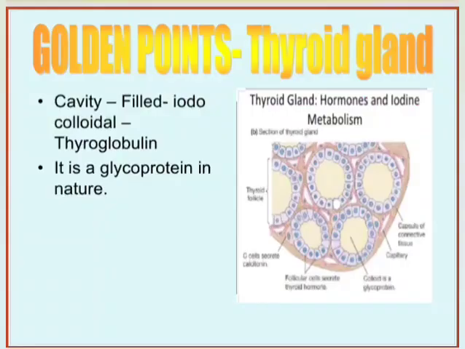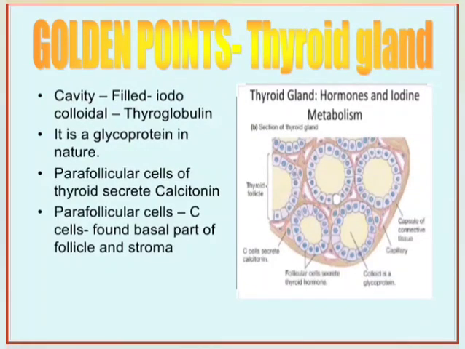See the cross section of the thyroid gland. You might have seen the many follicles, and in the middle the follicular cavity. The yellow color part indicates the follicular cavity. That follicular cavity is filled with an iodocolloidal substance called thyroglobulin. This thyroglobulin is a glycoprotein in nature.